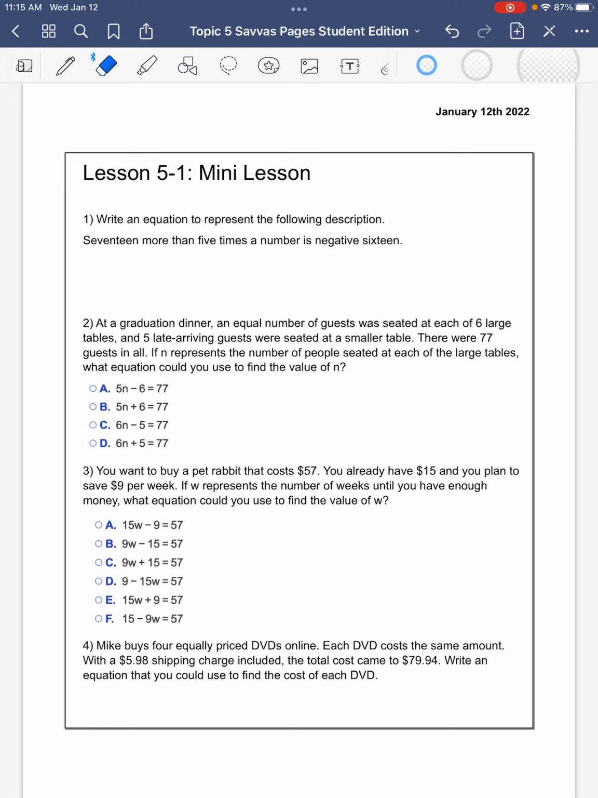Hey y'all, today is January 12th and we're talking about how to write two-step equations. So here's our little mini lesson. Grab a pencil and piece of paper and let's get started.